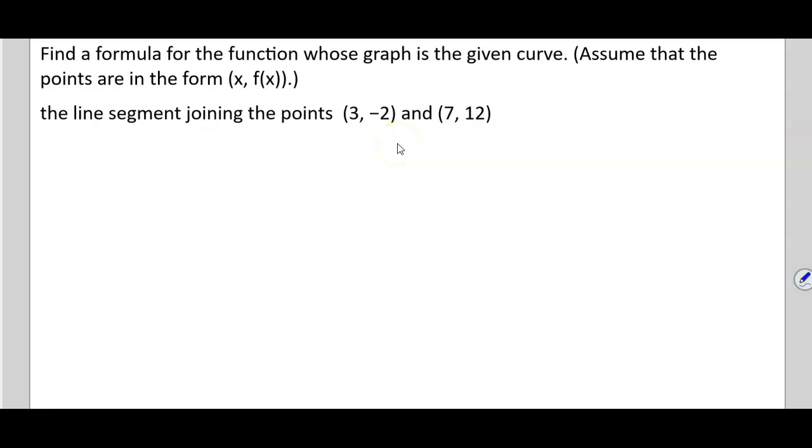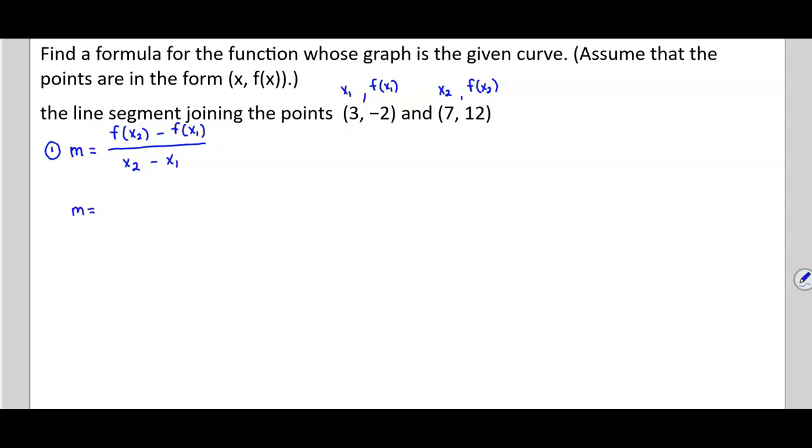So here we have our ordered pairs. This represents x1, and this is f of x1. Then this is x2, and this is f of x2. So those are our ordered pairs. For step number 1, we want to find the slope. The slope is found by taking f of x2 minus f of x1 divided by x2 minus x1. So let's go ahead and find that.